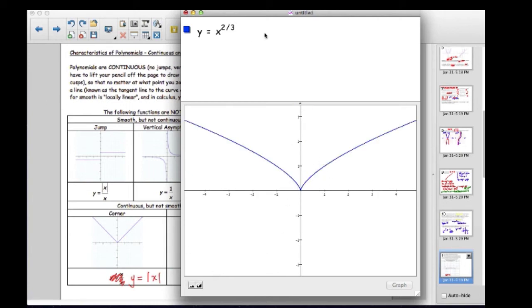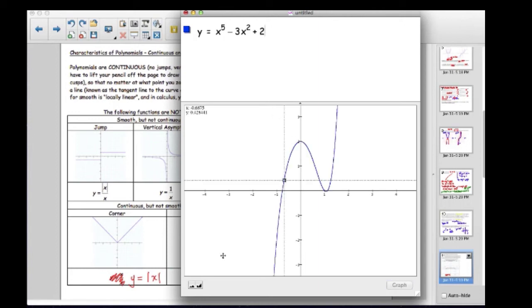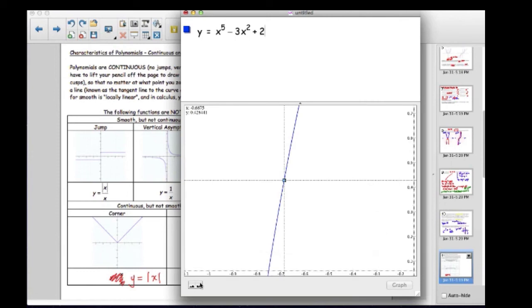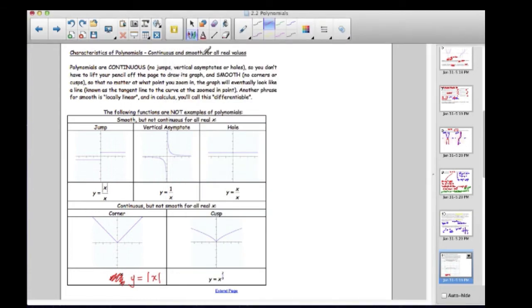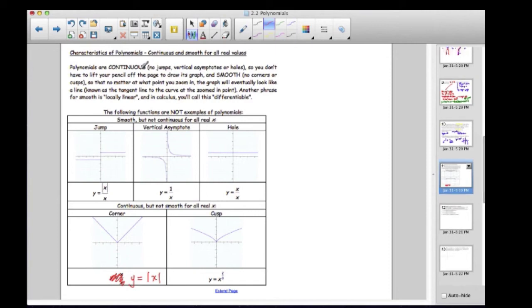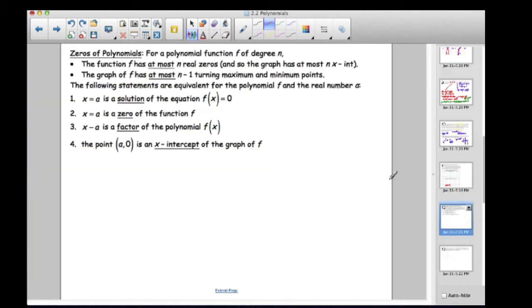But for polynomials, no matter where we zoom in on a polynomial, at any point on the graph, if we zoom in far enough, the graph looks like a line, and that's the tangent line to the curve. So really, when we're saying that polynomials are smooth, we are saying that they have tangent lines. So this is an interesting characteristic of polynomials, that they are continuous and smooth for all real values, which is x contained in the reals. All right, now let's talk about the zeros of polynomials.